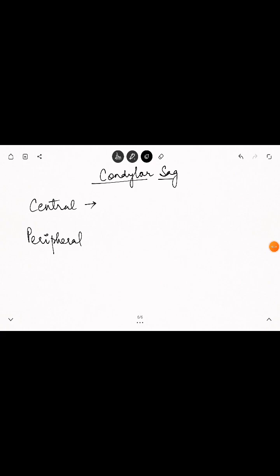So condylar sag can be of two types. It can be either a central condylar sag or it can be a peripheral condylar sag. So let's see what is a central condylar sag.